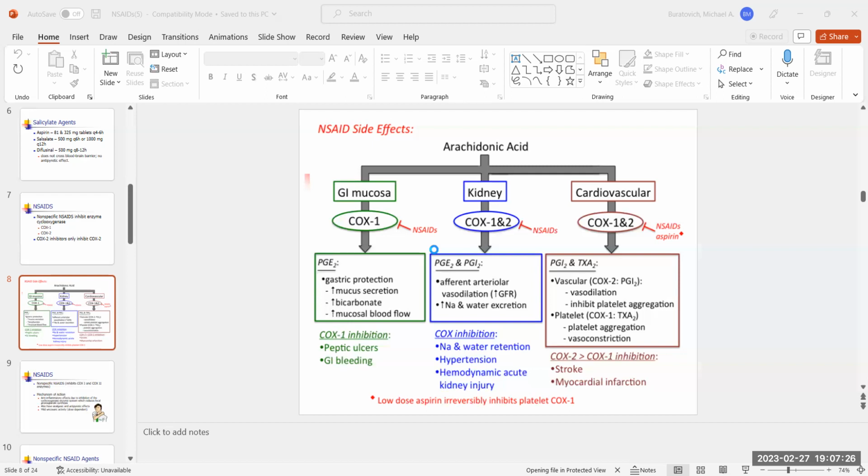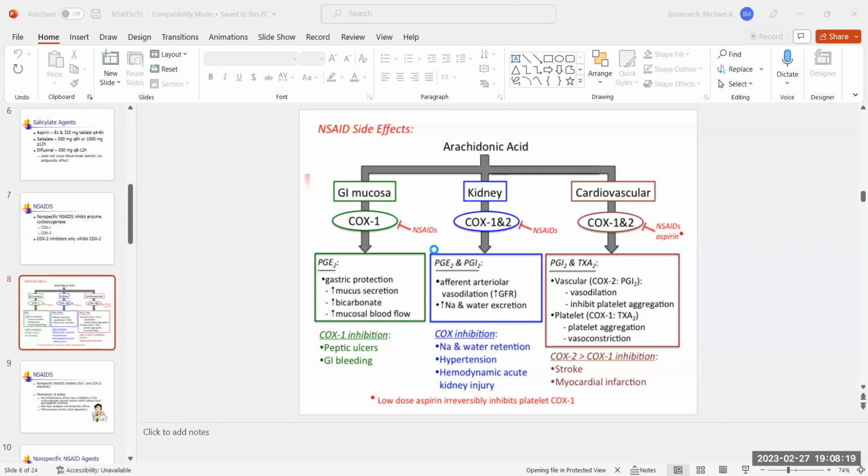The second place where NSAIDs can make their side effect profile known is in the kidney. In the kidney, you make low levels of COX-1 and COX-2. In this case, COX-2 is not inducible. It's also constitutive. So COX-1 and COX-2 help synthesize prostaglandin E and prostaglandin I. What do those do in the kidney? They cause vasodilation of the afferent arteriolar component of the glomerulus. They increase blood flow through the kidney, and it also increases excretion of sodium and water.